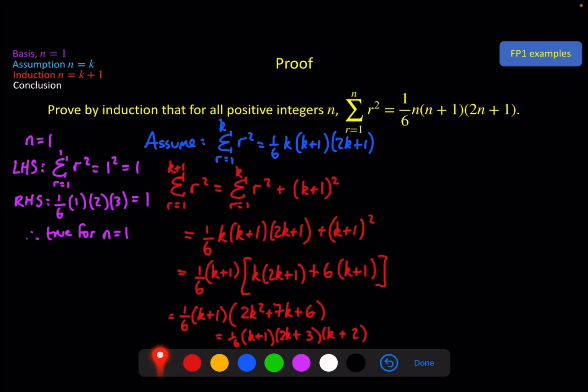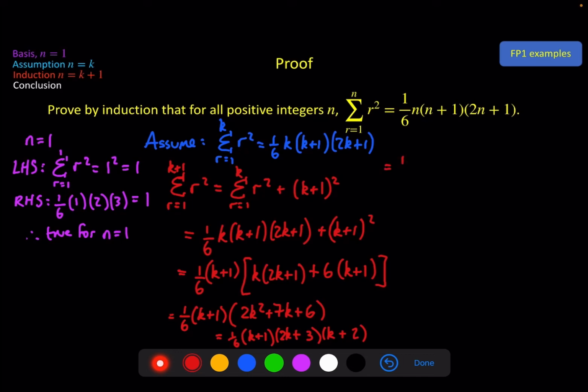Now that doesn't look like this. But don't worry, because what we need to do here is to pull a k plus 1 in little brackets for our n. So this k plus 2, if I make this a k plus 1 plus 1, that's this bracket here where n equals k plus 1. So I'm just going to manipulate how it looks to make it exactly what I need.